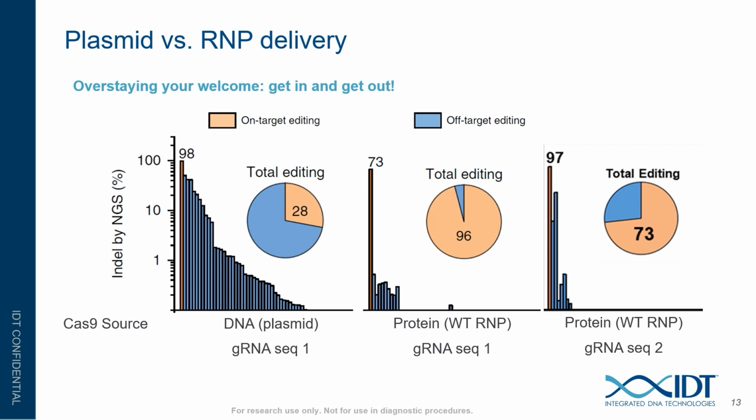In this study, we compared the editing efficiency between plasmid-based Cas9 and protein-based Cas9 complexed with two different guide RNAs. The orange color indicates the on-target editing rates, while the blue color indicates the off-target rate. The data on the left panel show that with the plasmid-based approach, high off-target efficiency was observed. On the other hand, the RNP approach can overcome this limitation to increase the on-target rate while reducing the off-target rate.